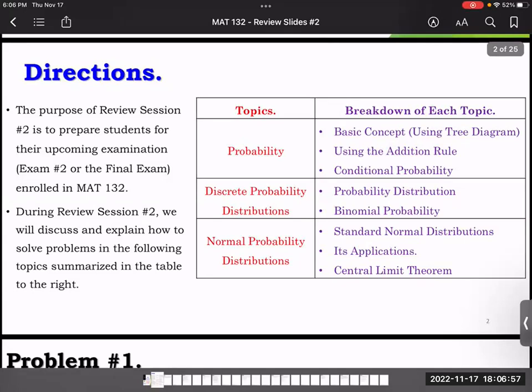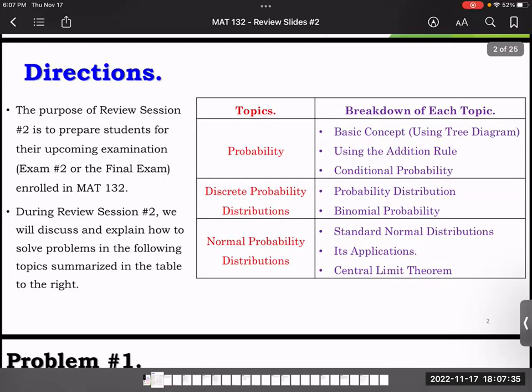So essentially, I'm looking at 3 chapters. If you follow Pearson MyLab directly, there are 3 chapters that we're going to look at. Chapter 4, where we look at probability. I did some of this last time during my first review session. That's basic concepts of probability. We're going to utilize a tree diagram in one problem. In another problem we're going to use the addition rule, then conditional probability, which for the most part usually gives students trouble.